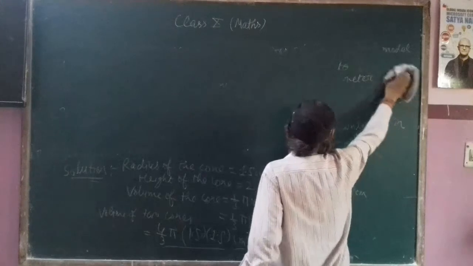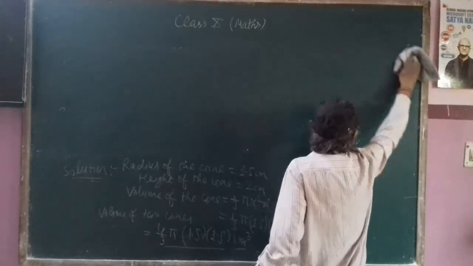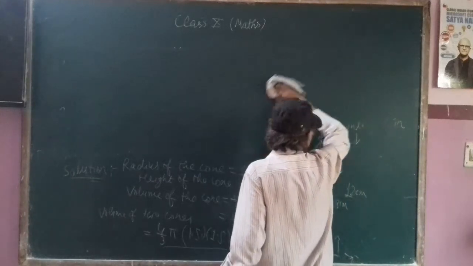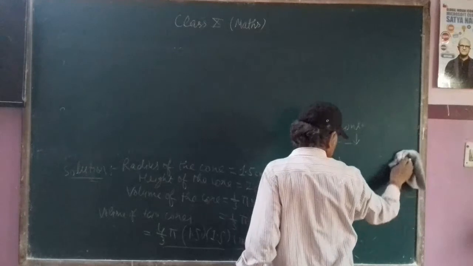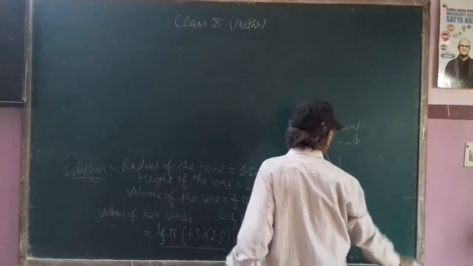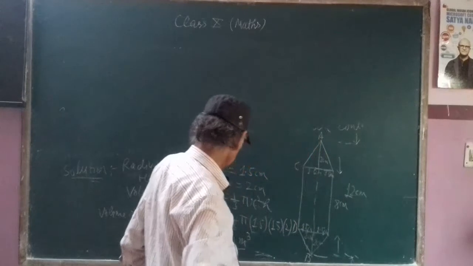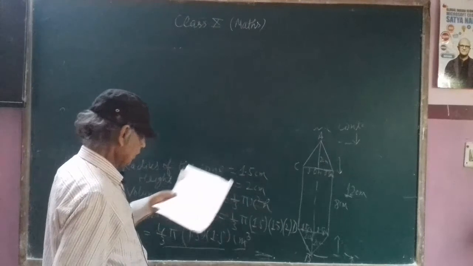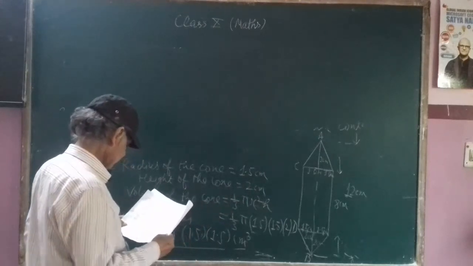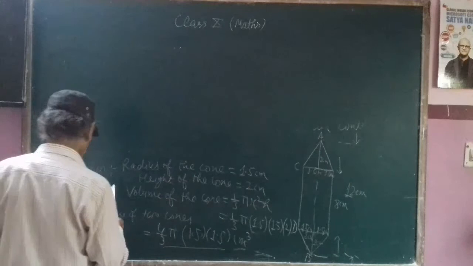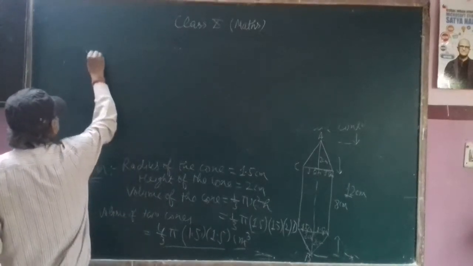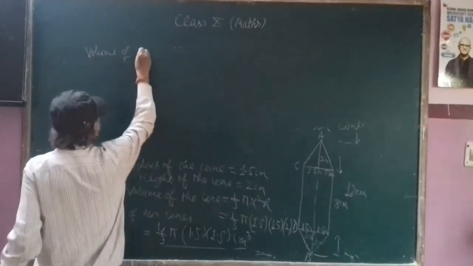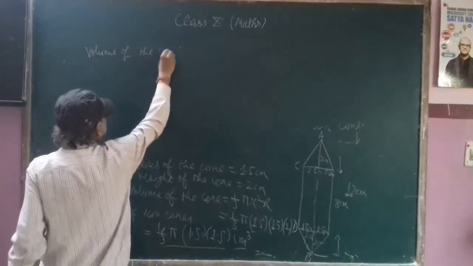You can see here the combination of several shapes. These are combined, and you have well-defined formulas for all. Just calculate that. So now I have completed this cone portion. Now I am taking up the cylindrical portion, the volume of the middle one, the volume of the cylindrical portion.